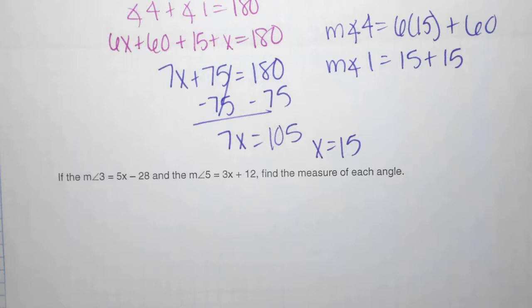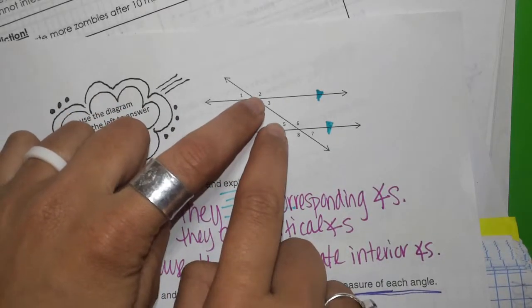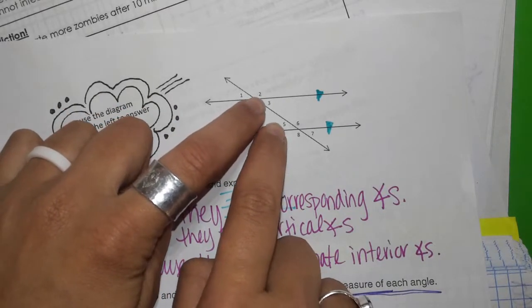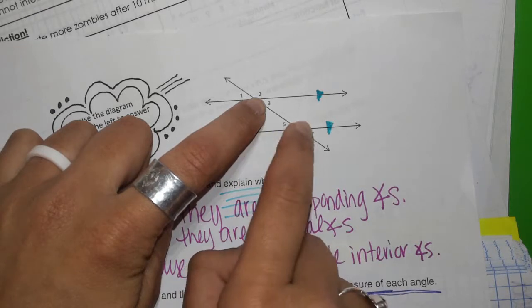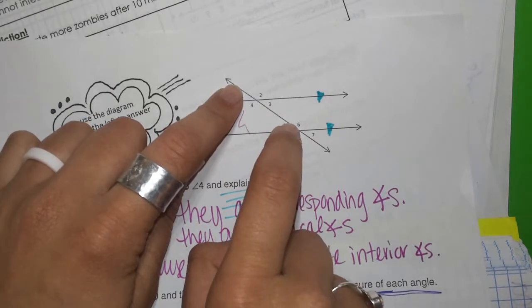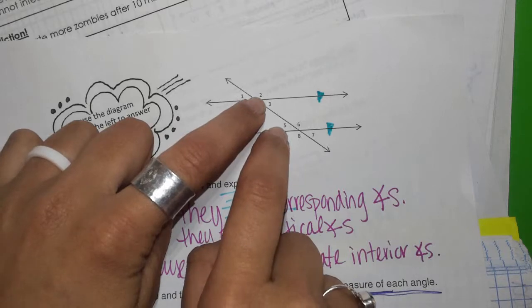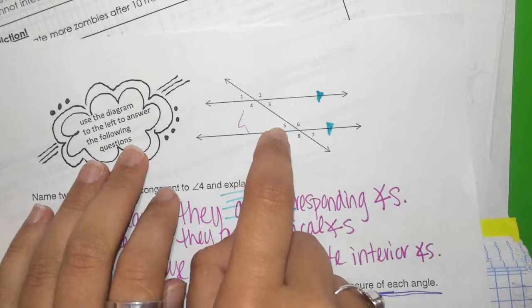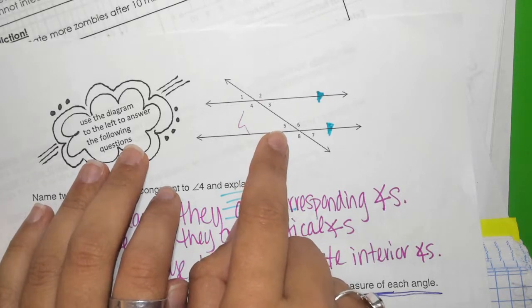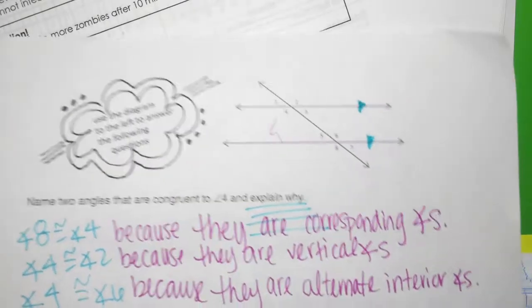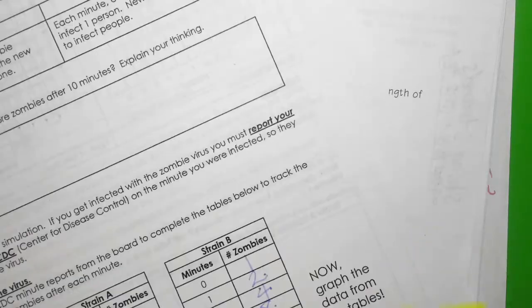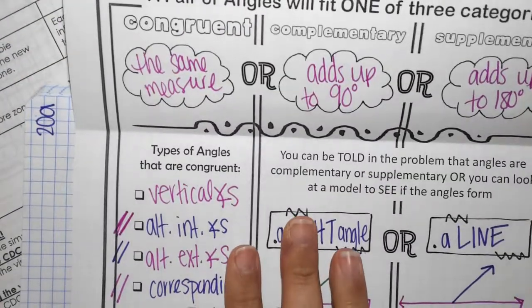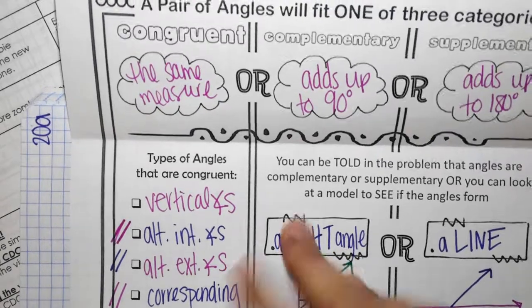Find 3 and then find 5. Are 3 and 5 right beside each other? Do those make a linear pair? No. Are they corresponding? Are they consecutive interior? No. They're alternate interior. And what do we know about alternate interior angles? They're congruent. So what would you do? Didn't we just write down on the previous page what kind of angles are congruent to each other? We did.